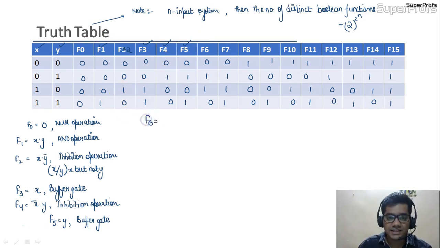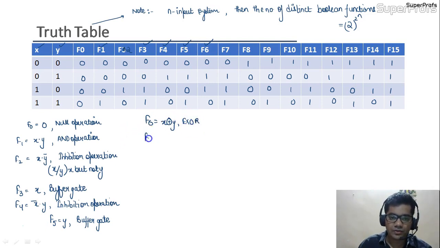For F6 we can see that the output is 1 for two combinations, that is 0 1 and 1 0. So to write its final expression we are getting the expression for XOR gate, because for XOR gate the truth table is similar to this F6 function. So F6 function is equal to X XOR Y, which is the XOR function.